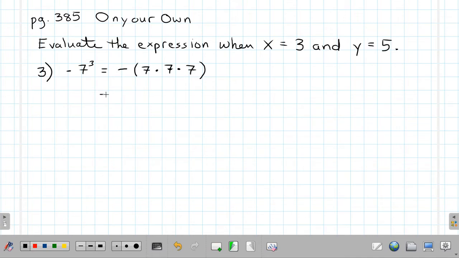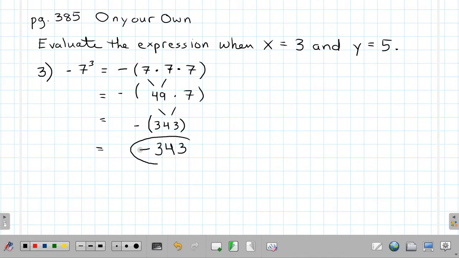Okay? And to actually go through here and evaluate this, you're going to have 7 times 7 is 49. 49 times 7 is 343. And then lastly, this is where the negative comes in. We have a negative of a positive 343. So we need to ask ourselves, what is the opposite, or what is the negative of a positive 343? Okay, well, that's going to be negative 343. So the answer here is actually negative 343.